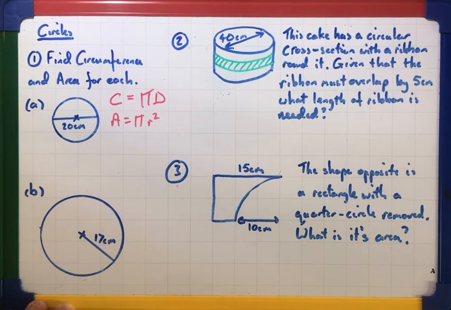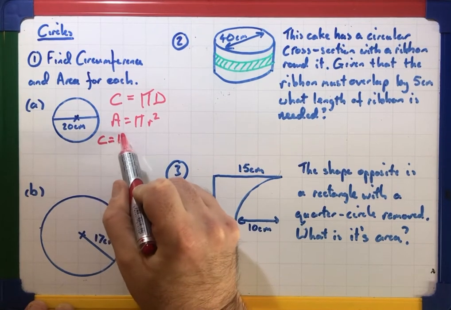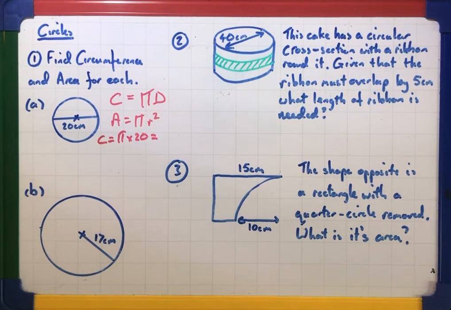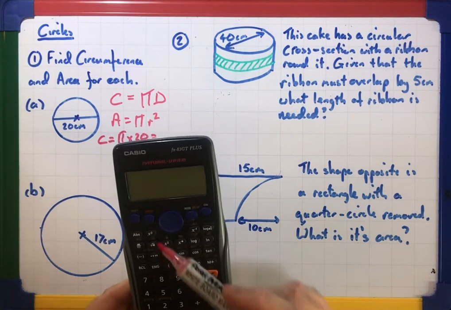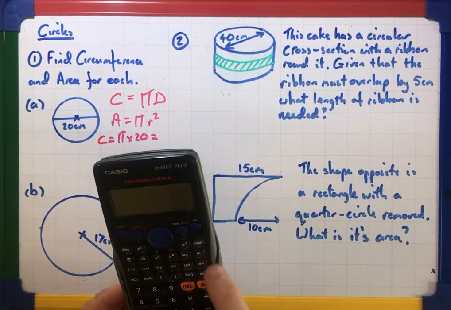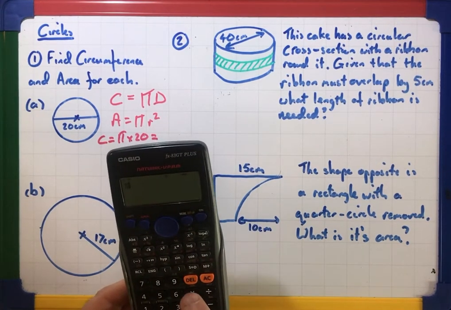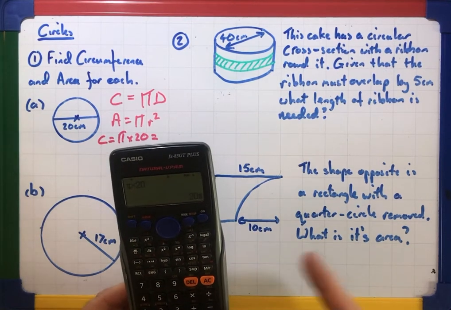Okay, so let's look at this first one. They've given us the circumference, so that's easy enough. So that's going to be pi times 20. If I work that out, I'll use a calculator for these. Remember, you've got a pi button. If I use shift and then that one, turn it on first, that always helps. Shift and that one times 20. And pressed equals, it gives me 20 pi.